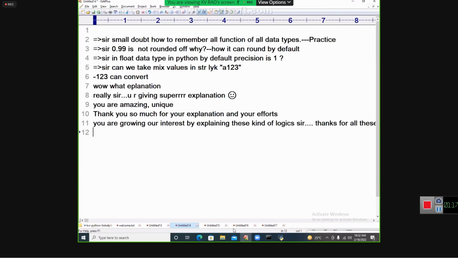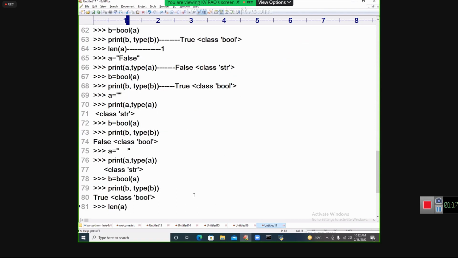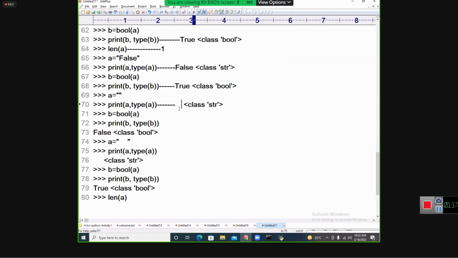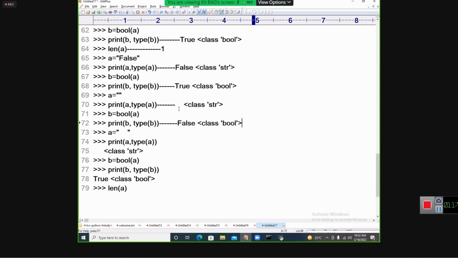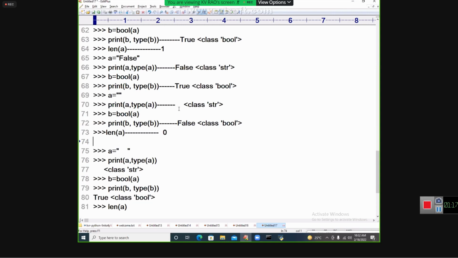See, my dear students, I am giving you the clarity here. I will paste it. So here I am writing str, printing here with a space. Now bool of this and printing that, like this. I will write LEN of A there only. It is going to print 0.